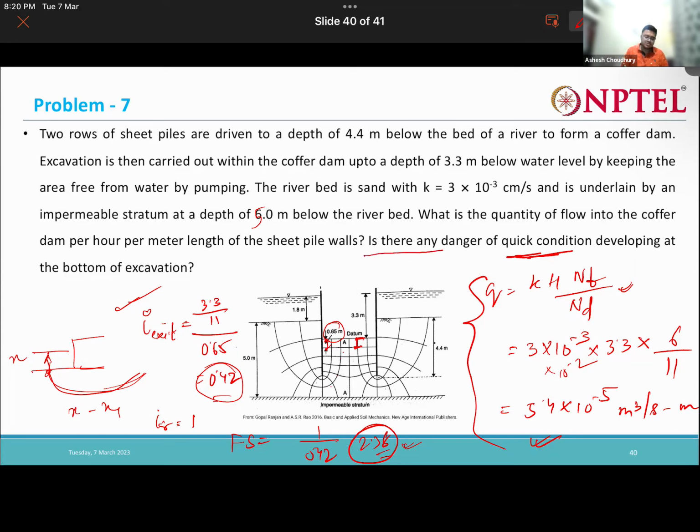What will be the answer to this question? Is there any danger of quicksand condition developing at the bottom of the excavation? The answer will be no, there is no imminent danger of any quicksand condition developing at the bottom of the excavation, though a factor of safety of at least 4 to 5 is specified. Okay, so I hope this was clear. So with this, we will end today's discussion.